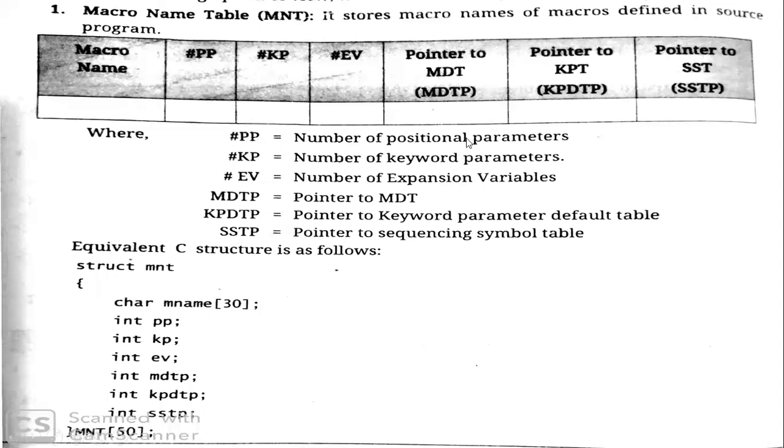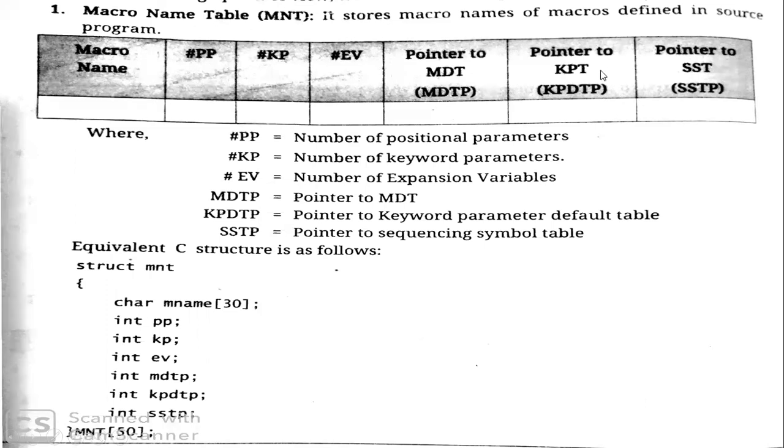Next is the pointer to MDT, that is the macro definition table. Here the macro definition table contains the actual definition of the given macro. The actual definition of the macro defined here will be in that place. Now in the macro definition table, the location at which that particular macro definition starts, that pointer should be maintained in this macro name table.